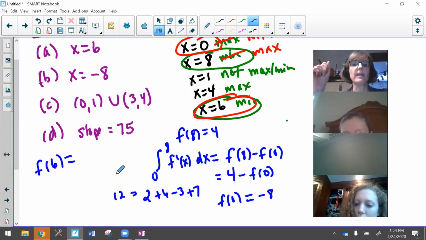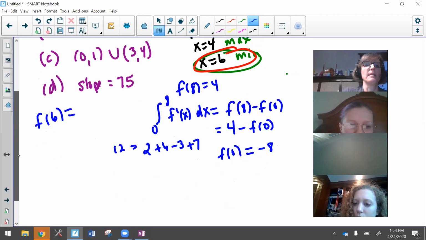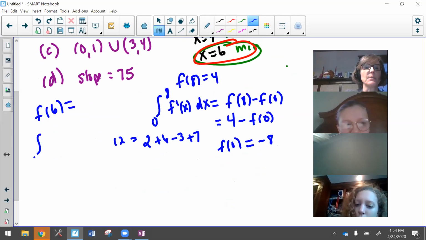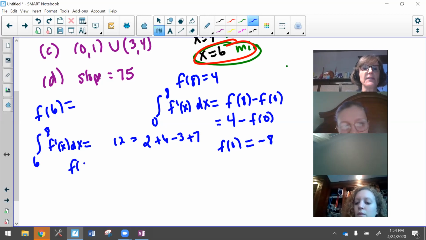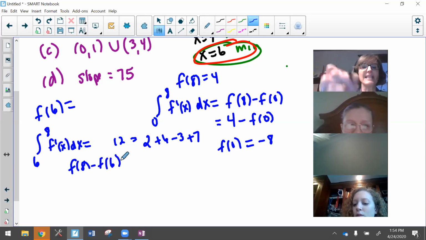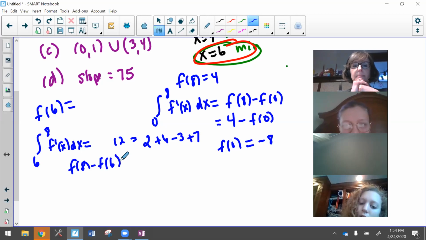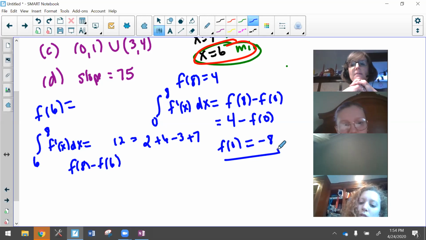Is there anybody who has no idea how to find f of 6? A hint for finding f of 6 is remembering that the integral from 6 to 8 of f prime of x dx is going to be f of 8 minus f of 6. Okay, if we also did it like 0 to 6? No. Well, knowing that f of 0 is negative 8. Yeah.